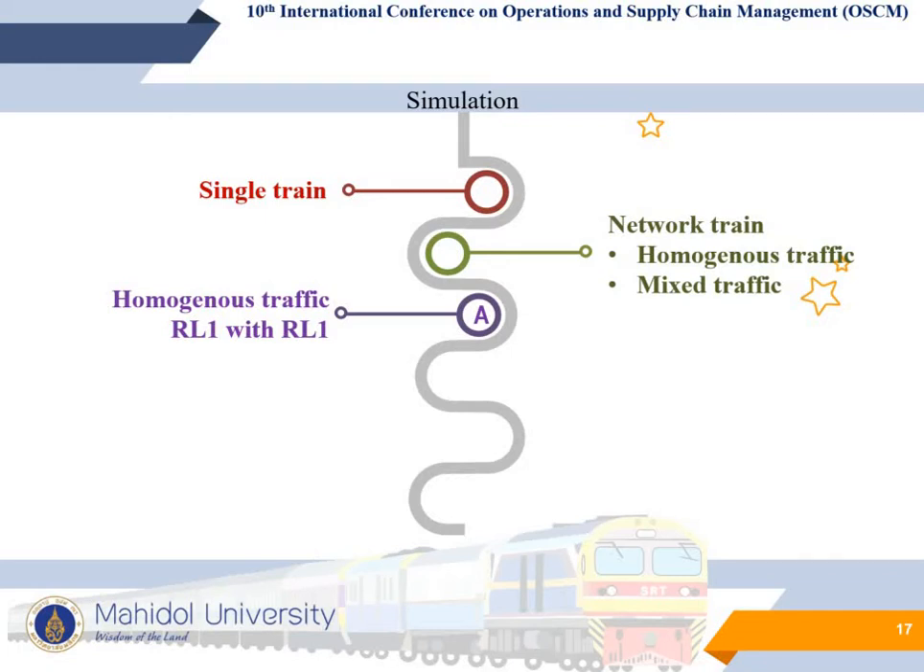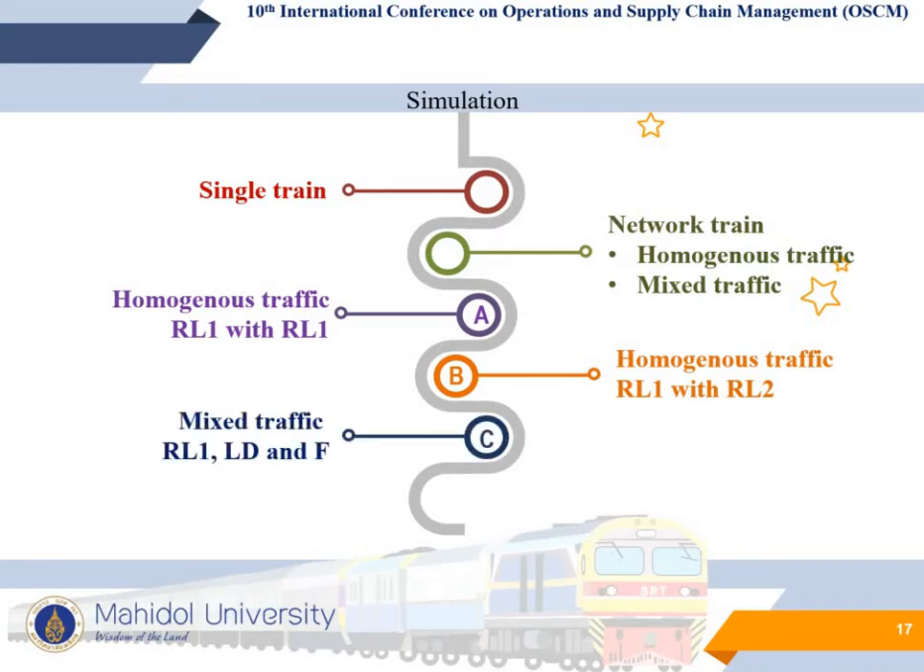In scenario A, trains run between Red Line trains on the main line, RL1, with RL1. In scenario B, trains run between RL1 and Red Line trains on the spur line, RL2. In the mixed traffic, train journeys have various patterns: long distance trains, freight trains, and Red Line trains. The simulation situations are scenario C and scenario D.